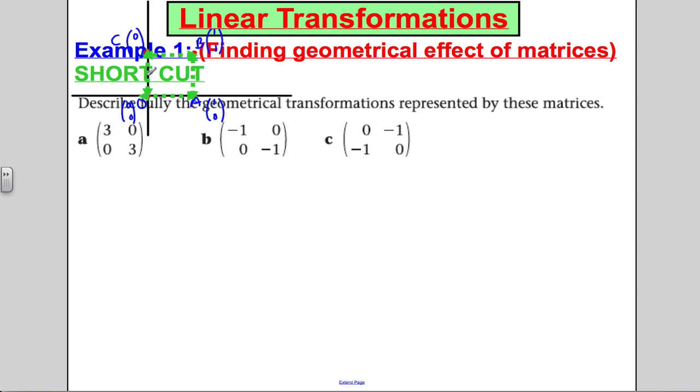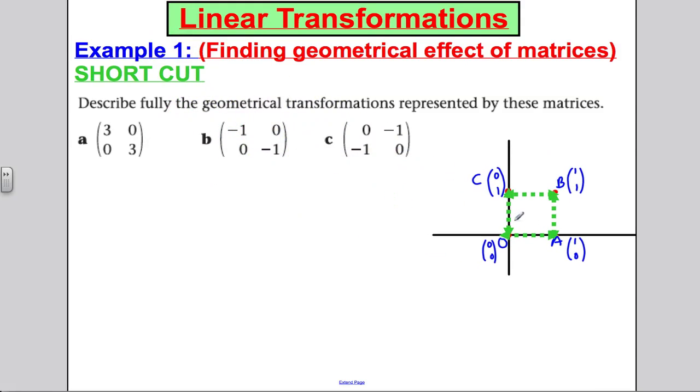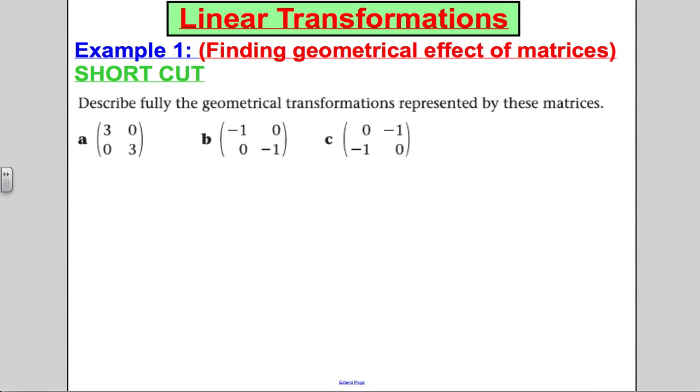Okay, so here's my picture. Actually, what I'll do instead, I'll draw out a picture, and this will apply for each of them. So I'll draw out a picture there. Okay, let's do part A. Where did 1, 0 end up? Well, 1, 0 ends up where the first column of the matrix ends up. So it ends up at 3, 0.